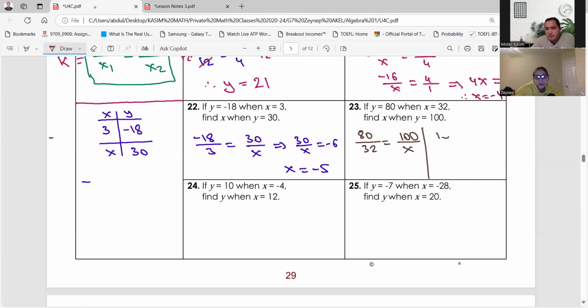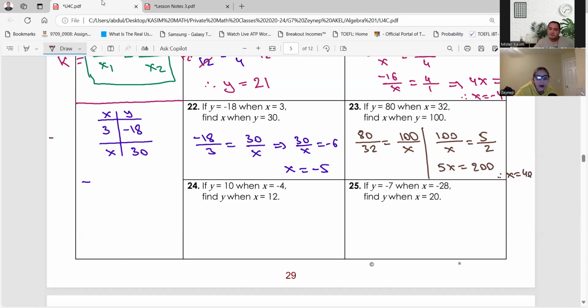So 100 over x is equal to 5 over 2. And now cross multiply. x times 5, 5x. 2 times 100 is 200. What is x? 40.